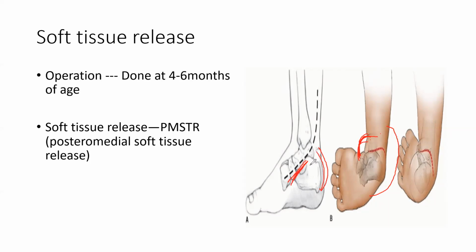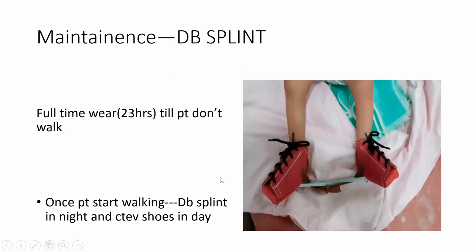Sometimes you have a posterior release, sometimes you have a medial release. Most of the time both should be released. So it is called posteromedial release. You release both so that the deformity would be corrected. Okay. So it is called PMSTR. After 4 to 6 months of waiting, by manipulation and casting, you do this. So once you have done conservative treatment, you release that soft tissue.